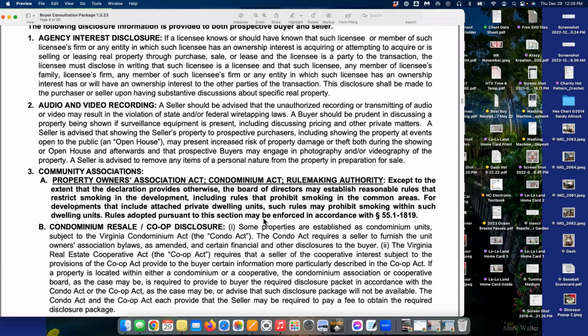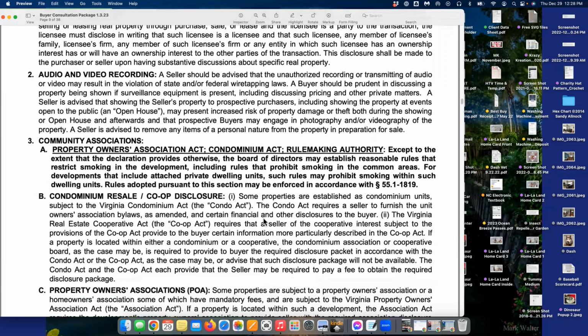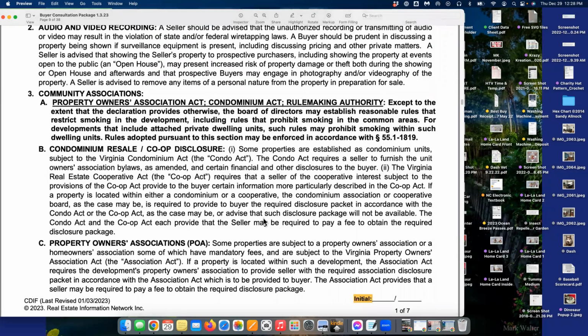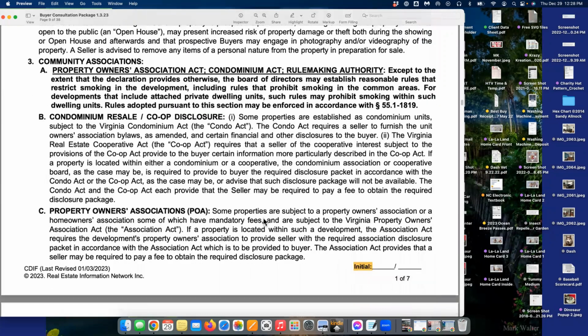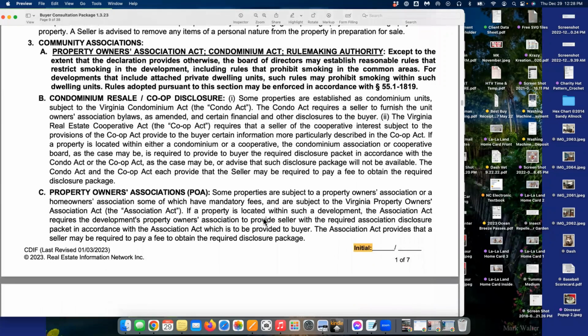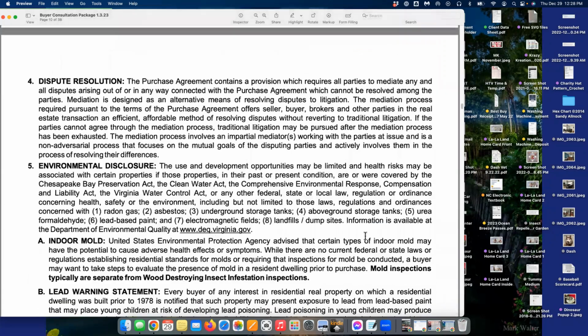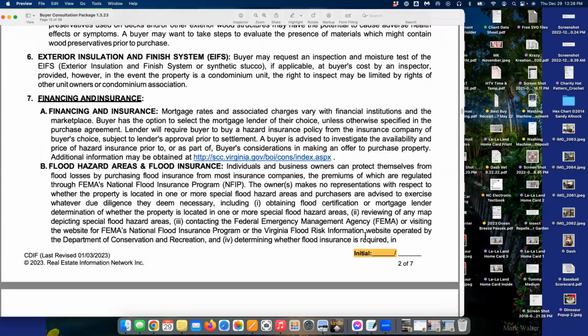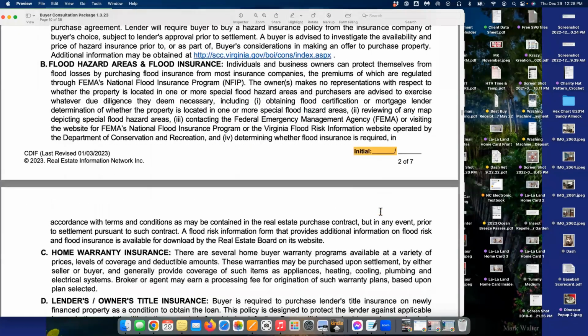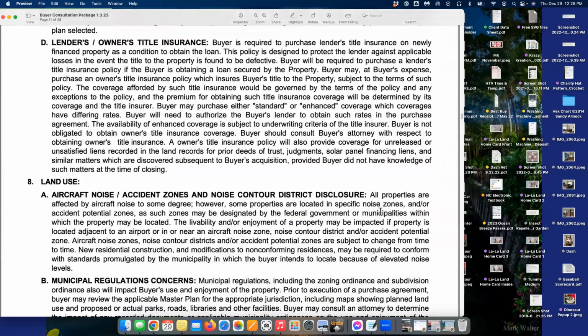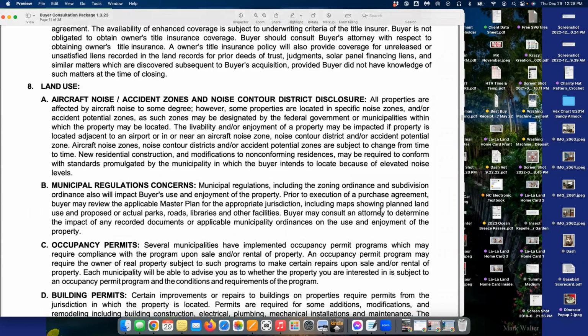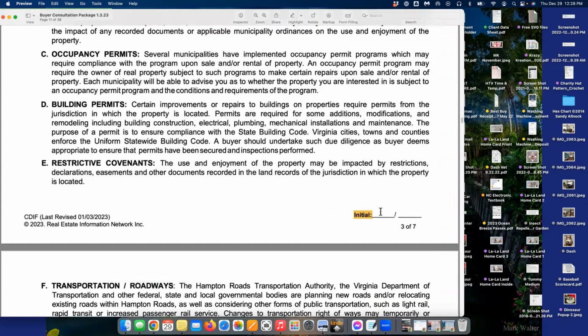Anything that's gone wrong in real estate and has had some sort of a court case come up about it gets put on this form because we need to make the buyer beware of all of these things that can happen in the real estate transaction. Have them initial at the bottom of page 1. Again, going through all of the things, initials at the bottom of page 2. Title insurance, aircraft noise zones, permits, covenants, initial at the bottom of the page.